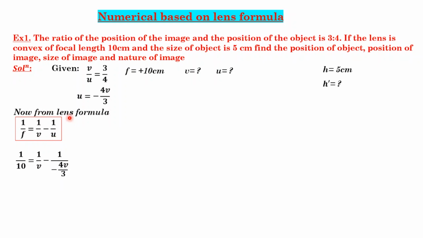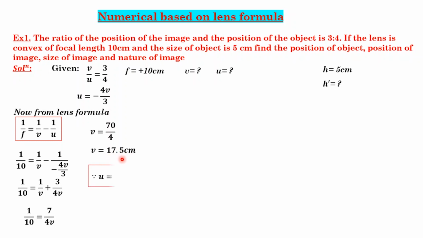So put all these values here. 1 upon v minus 1 upon u is minus 4v by 3. So this 3 will go up and minus will become positive. So this is 1 upon v plus 3 upon v. By calculating this we will get v is equal to 70 by 4, and v is 17.5 centimeter, and v is positive. Okay. Now we know that u is equal to minus 4v by 3 from here.